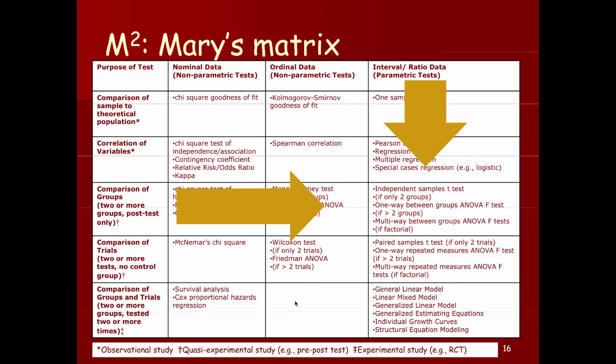What we're comparing is more than 2 groups. It's a comparison of groups. And so that gets us over into this little cell here in the matrix, right? We could do an independent samples t-test if we had 2 groups, but we have 3. So we could do a one-way ANOVA if we have more than 2 groups. So there we are, we have a one-way ANOVA.